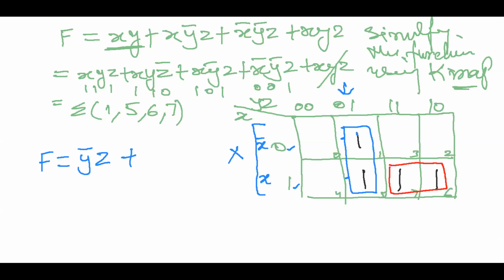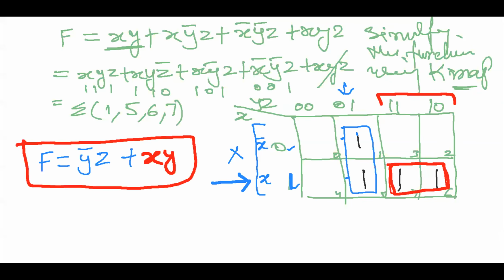Now look for the red one. Check first row wise. You will observe that the value of x, which is 1, is common to the complete group. So what is common? x. And from the top, what is common? We have to check from here. Y is common. So that's it. This is my solution, guys. Easy. This way I can simply find the solution.